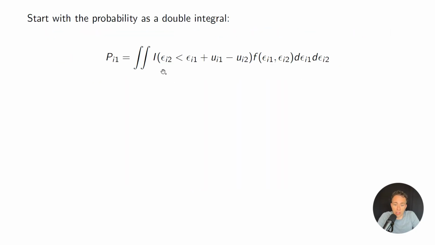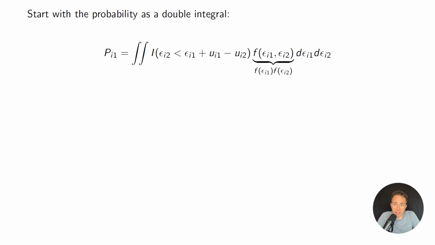We're going to put the indicator function that the event that the probability corresponds to is true. So that's the first component. And then we have the density function of the joint distribution over these two epsilons. And then we need to integrate both of them out because we don't know either of them. So this is hopefully somewhat familiar from a prior statistics class that you've taken.